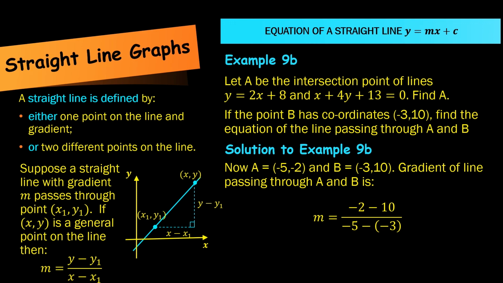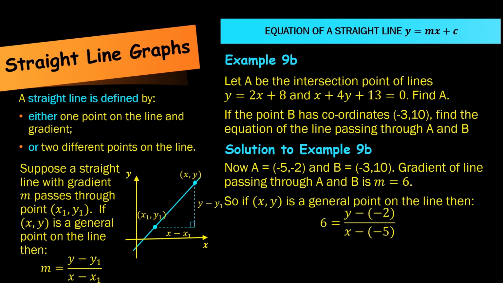The gradient of the line passing through A and B is m equals minus 2 minus 10 over minus 5 minus minus 3, which equals minus 12 over minus 2, which is of course 6. And therefore m equals 6.